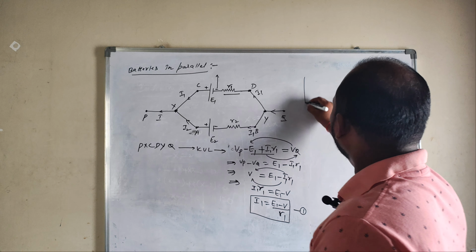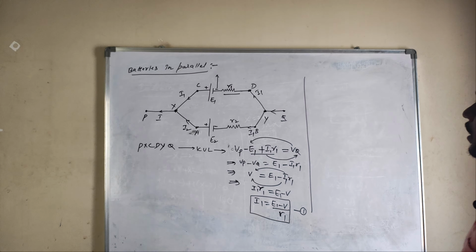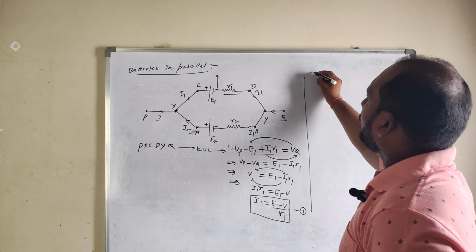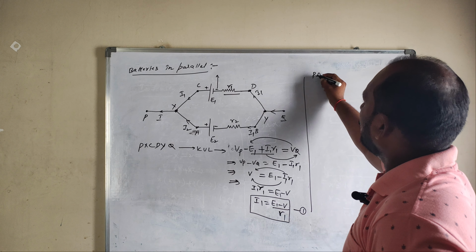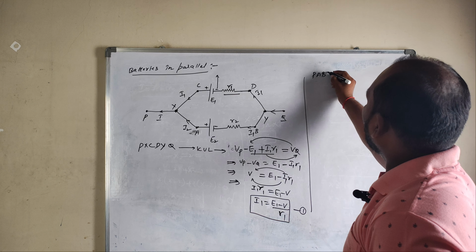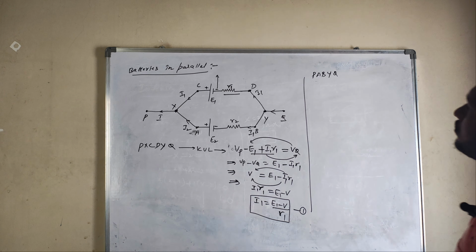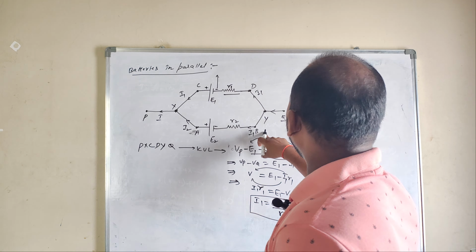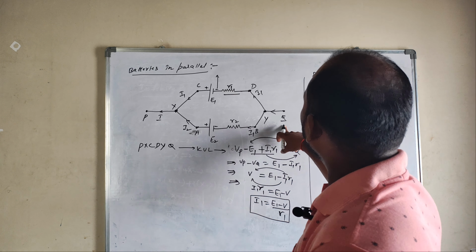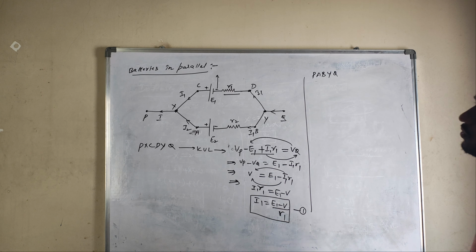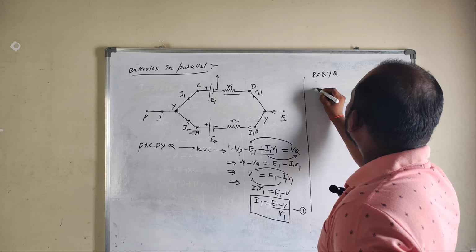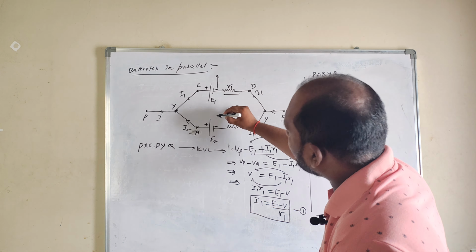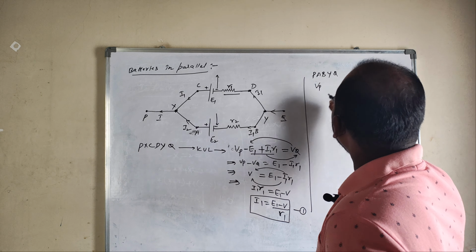The same thing I am applying for the second branch also. What is the second branch? P A B Q, with Y in between. So I am applying it to the second branch P A B Q. Now what do we get? Once again VP, and where I stopped, once again I stopped at minus E2.